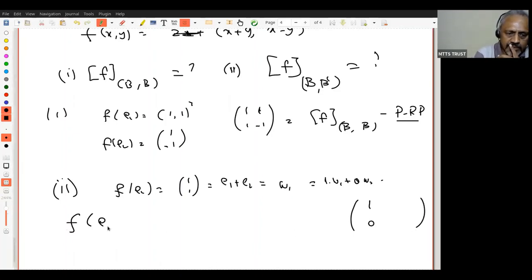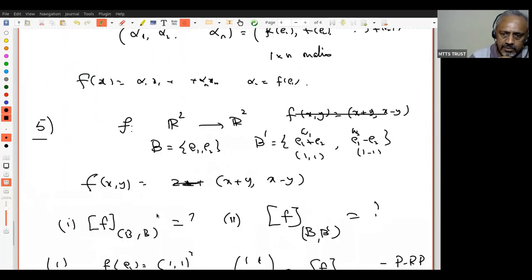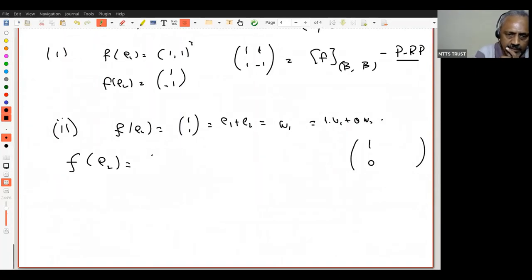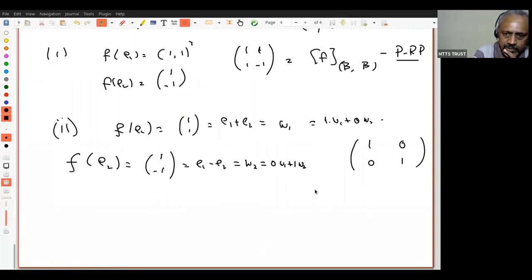And let me look at f of e2. Because remember, the basis for the domain is still B, therefore I have to look only with respect to B. Again e2, that means I have to look at the coefficient of y, which is (1, -1). You understand? That is e1 minus e2, which is your w2. Therefore, this is going to be 0 times w1 plus 1 times w2. Therefore, it's going to be (0, 1). Therefore, the matrix of f with respect to B to B dash is the identity matrix.